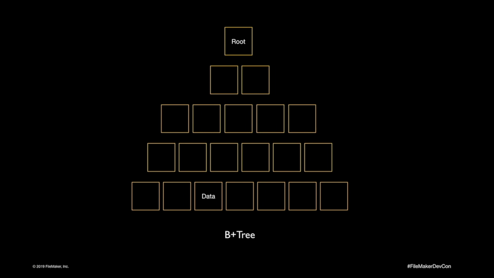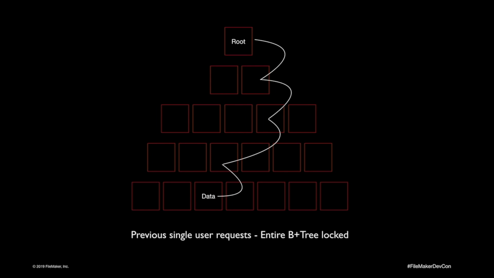Remember, a B tree is just a representation of the physical data structure. Now, the way it worked in previous versions is that when a request came in, the entire B tree was locked. And you can see for this single user here, they make a request, and now they're traversing through the index pages to get to the appropriate data page.